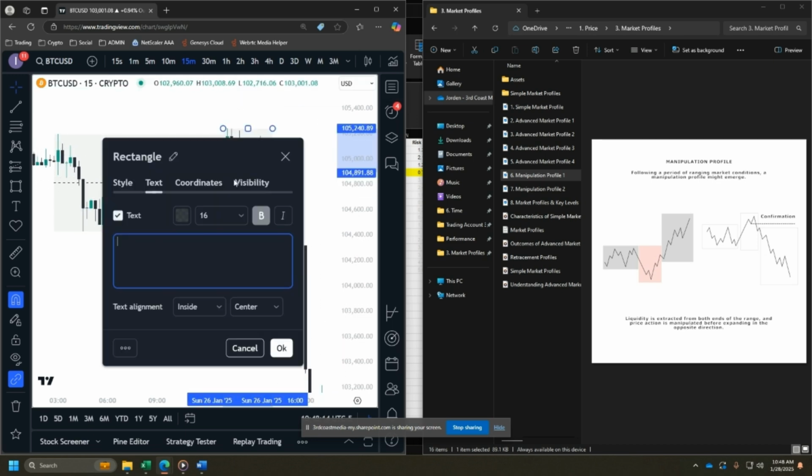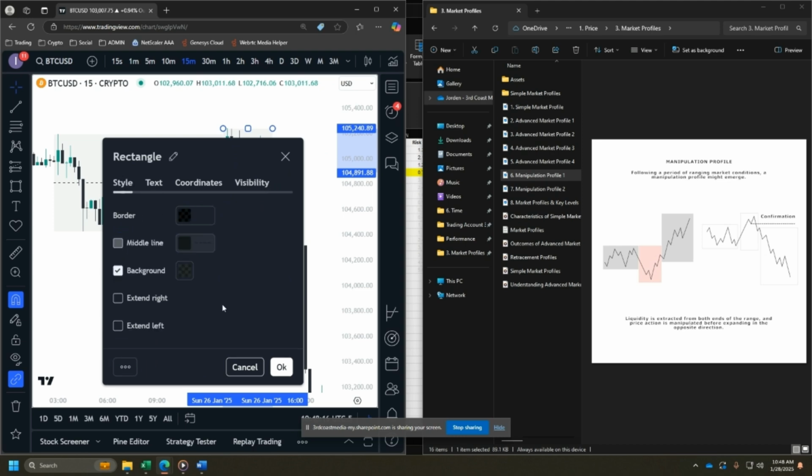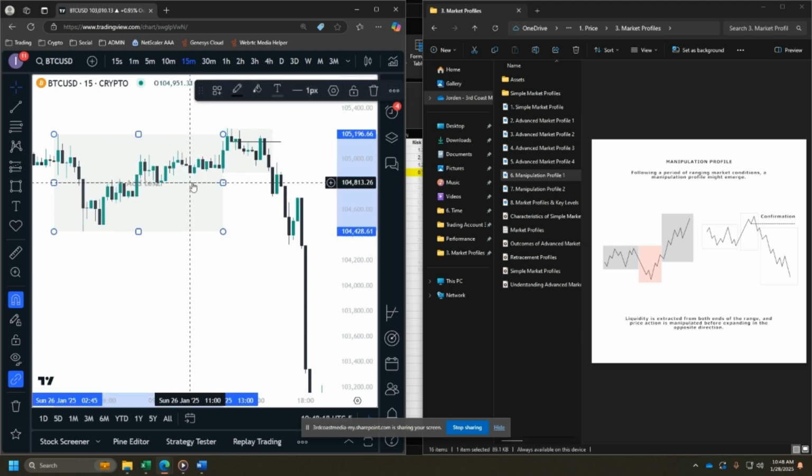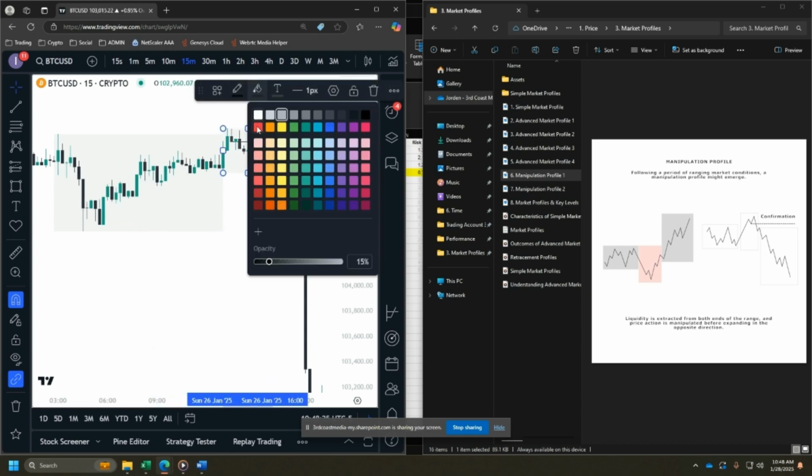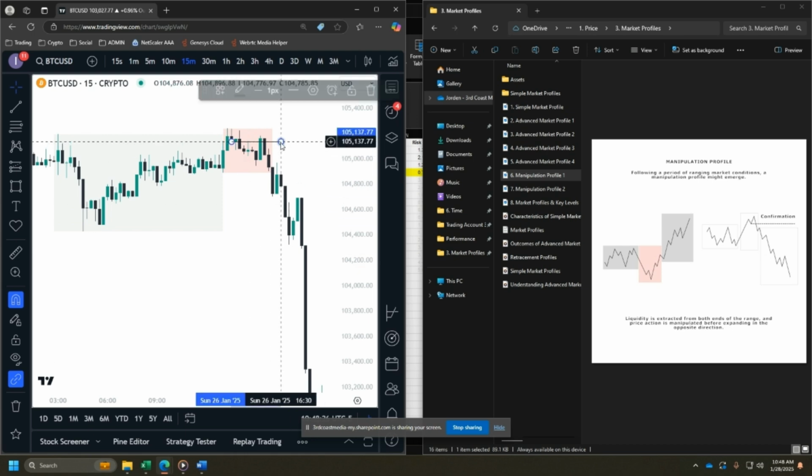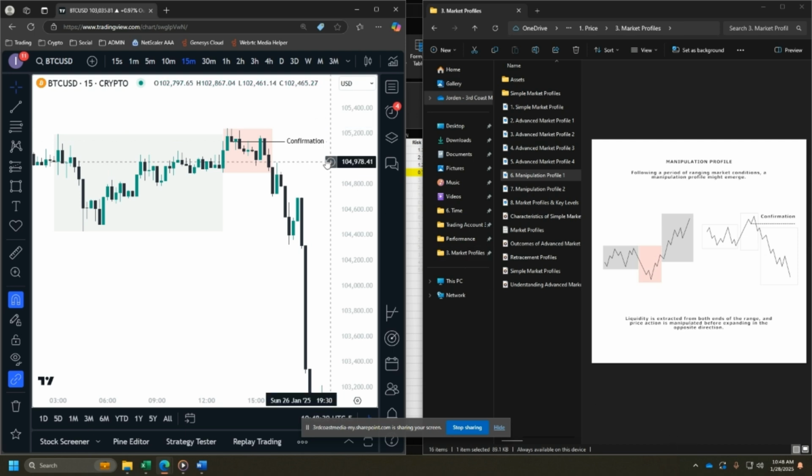So I'm going to get rid of this middle line here. We don't need it. We're going to make this the range, and we'll make this red as the manipulation point. There's confirmation. Let's move this a little bit more. Okay, so we can see it clearly. That's what you're looking for.